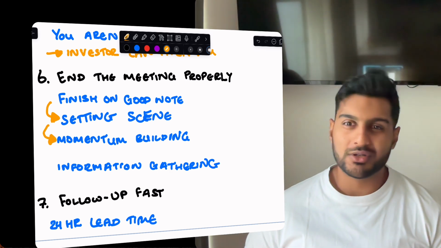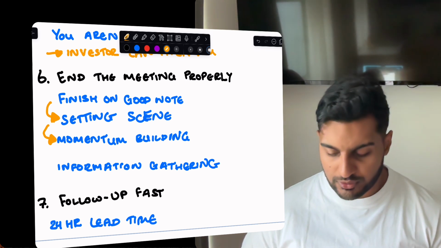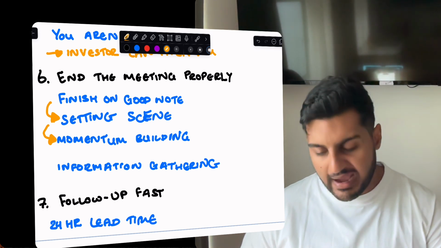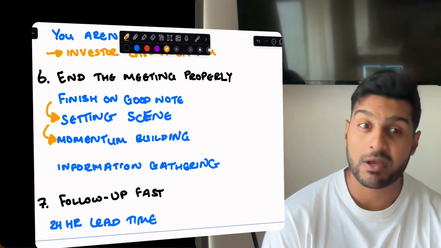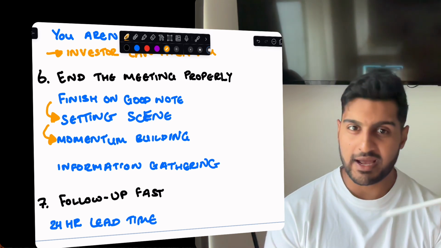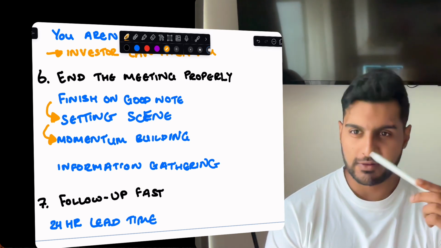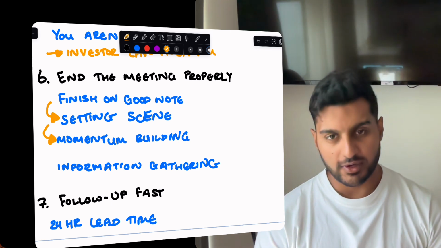We go through how you communicate that in the right way, deeply, if you do want to work with me on that, but really the beginning part of setting the scene is that first aspect of FOMO and momentum building that you can create. The only way you can do that is by ending the meeting properly, finishing on a good note, and giving yourself a chance to talk about your process.